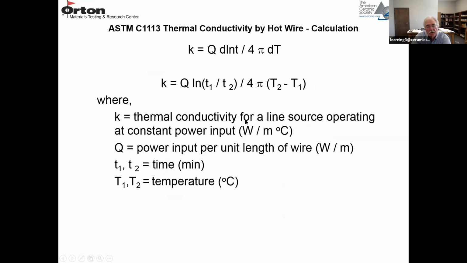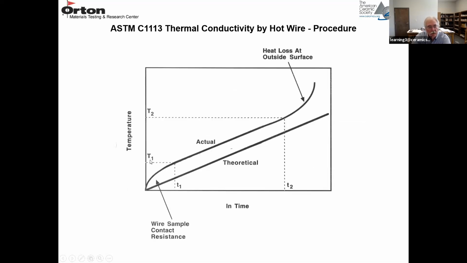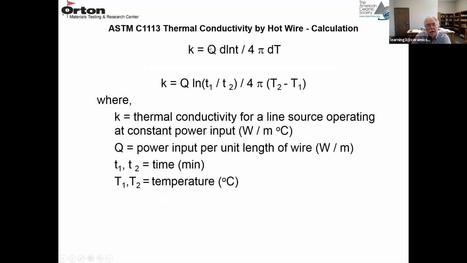So K, the thermal conductivity for a line source at a constant power input, the conductivity in watts per meter degree C, is this K value here. That equals Q, the power input per unit length of wire, times the change in the log of time, divided by 4 pi times the change in temperature. So you make a measurement as shown on this previous graph. You get T1, time 1, temperature 1, time 2, and temperature 2. And you use this equation. Here's time 1 and 2 and temperature 1 and 2.